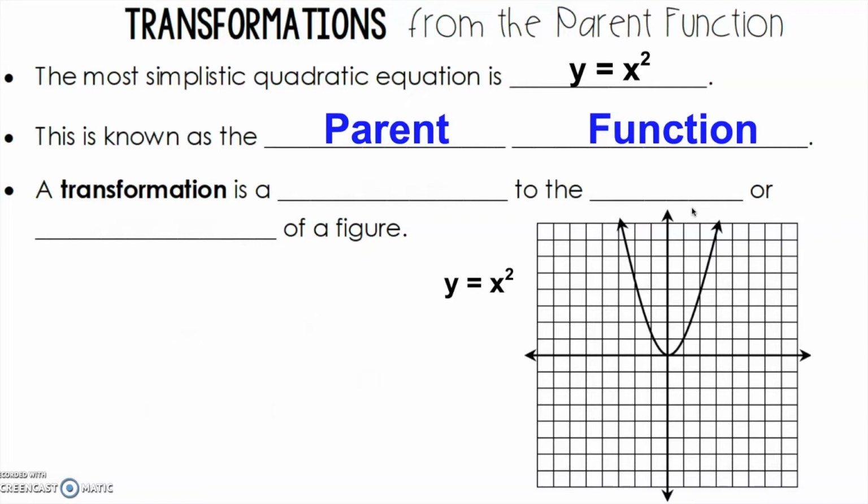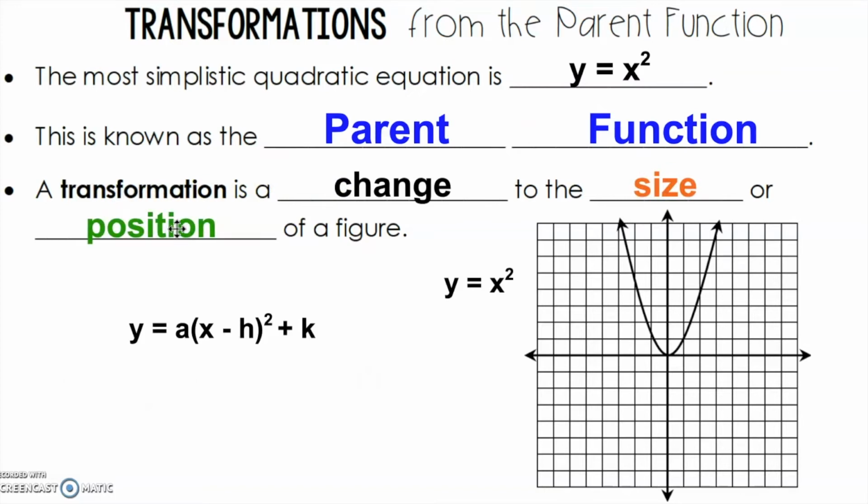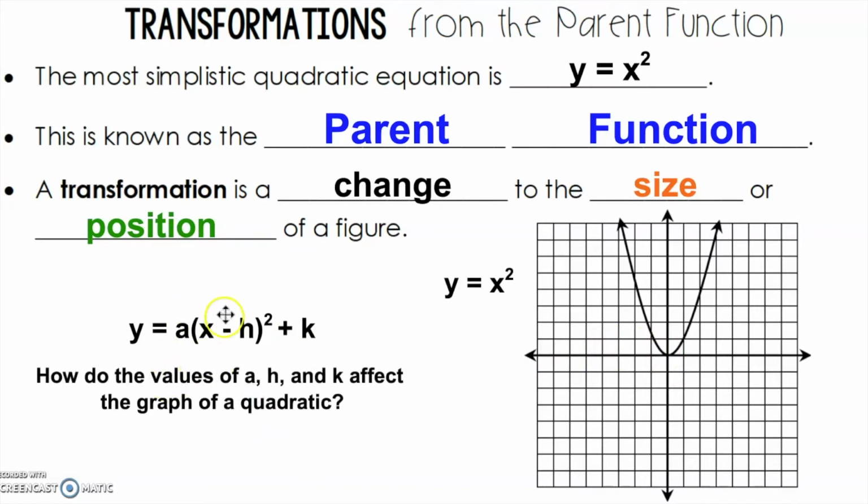All other parabolas are a transformation of this parabola, using those values a, h, and k. So a transformation is going to change either the size or the position of this parabola. So what we're going to explore first is how those values a, h, and k affect the graph of a quadratic. We're going to take a look at the graph to investigate that.